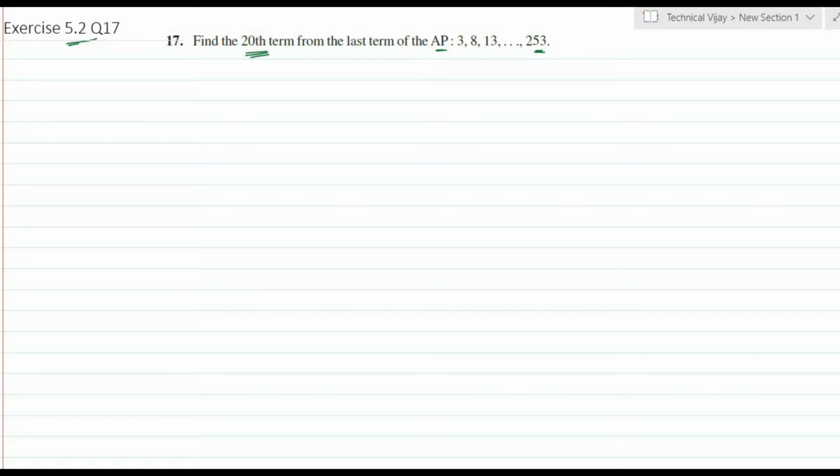Find the 20th term from the last term of the AP. So here we have to find out A20. How to find it? See, from the last term, 1, 2, 3, 4, 5, like this, up to the 20th term. The AP is given as 3, 8, 13, up to 253. So we have to calculate the 20th term not from this side, but from the last side, where this is the first term, second term, third term, up to the 20th term. This value we have to find out.